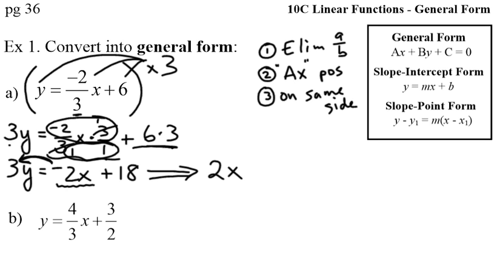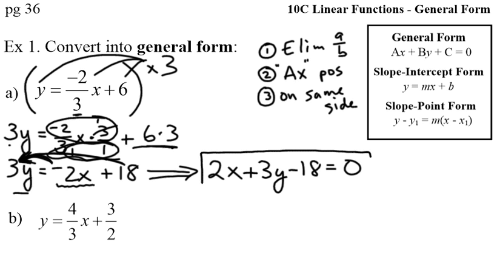But I need everything on the same side, so if I'm moving my x term to the left, everything needs to be on the left. Well, 3y is already there, so I have plus 3y. But my 18 needs to move over as well. And an 18 that moves to the other side becomes a negative 18. And if everything's removed from the right side, it will equal 0. So we now have no fractions. We have an x term that's positive, and all the terms are on the same side equal to 0. There's the general form.